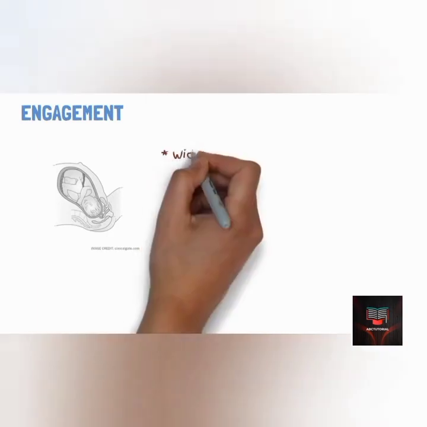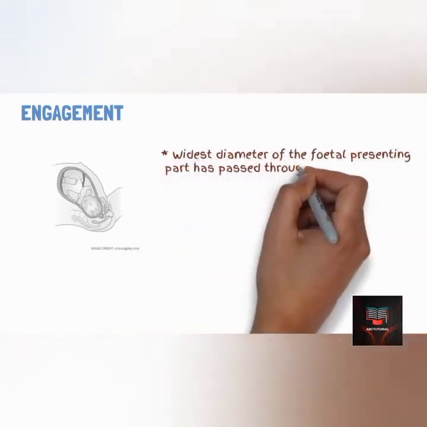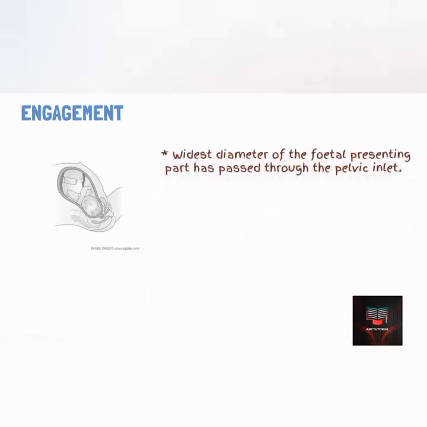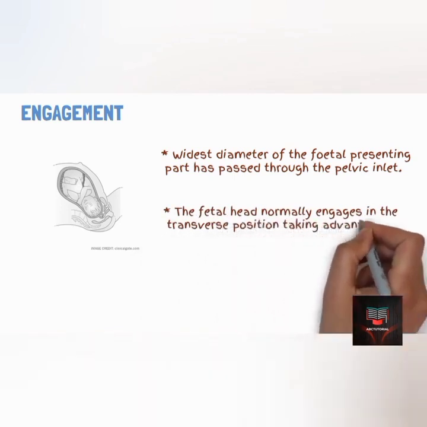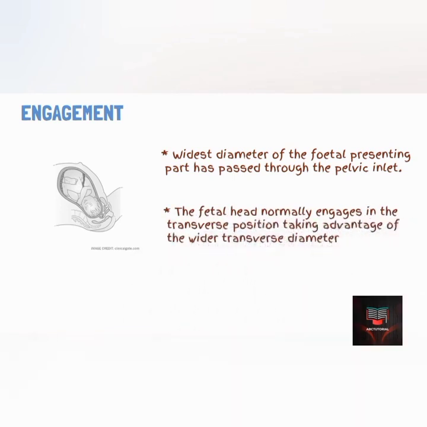The first step is engagement. The engagement is said to occur when the widest diameter of the fetal presenting part overlies the pelvic inlet, also known as the pelvic brim. The fetal head or the fetal presenting part normally enters the pelvic inlet in the transverse position. This is because the pelvic inlet is widest in the transverse diameter.